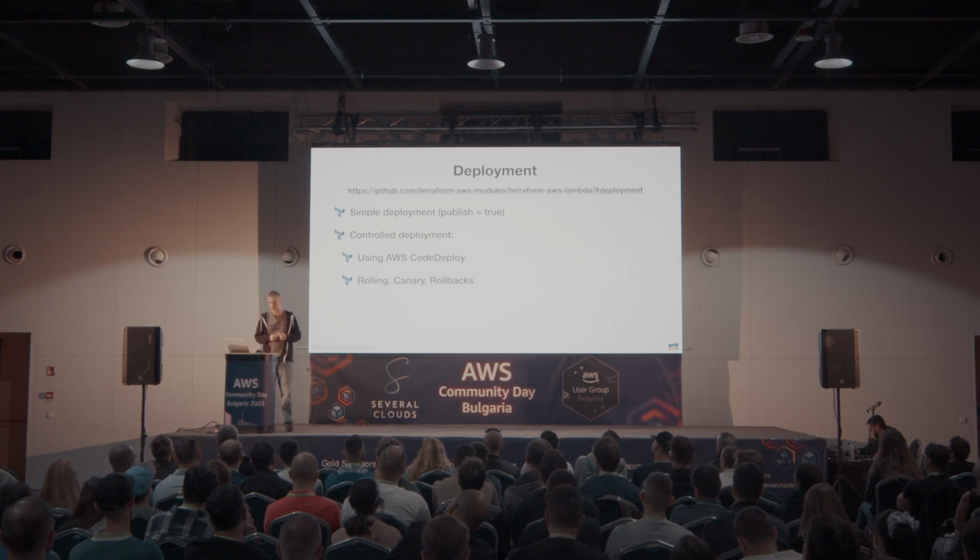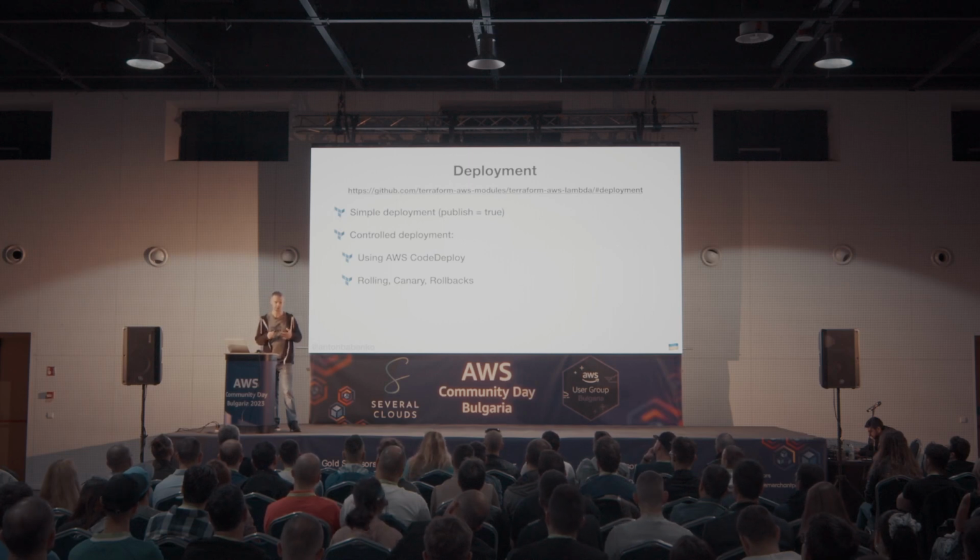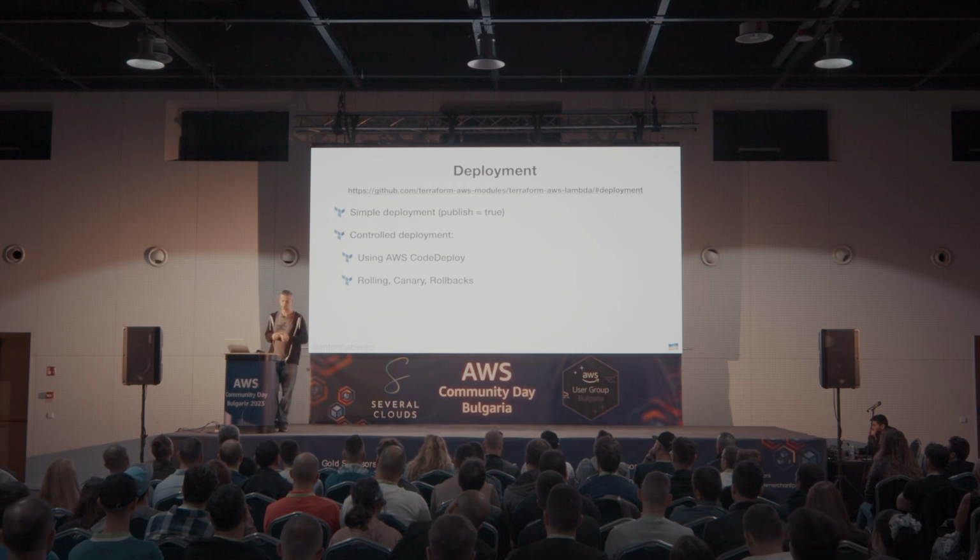And when it comes to deployment, there are so many different options for how we want to implement the deployment strategy. The simplest one is that as soon as code is changed, then it's automatically latest, and then it's automatically deployed. Or we can use some controlled deployment using AWS CodeDeploy and implement any type of strategy supported by it, for example, rolling deployment or canary deployment and so on.